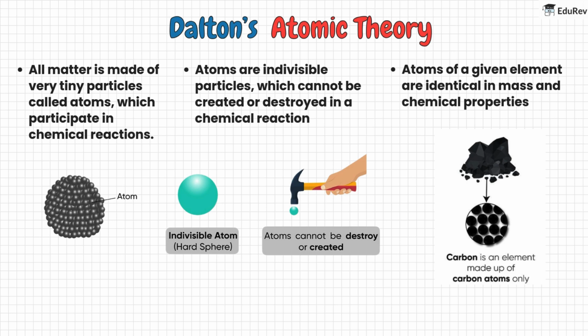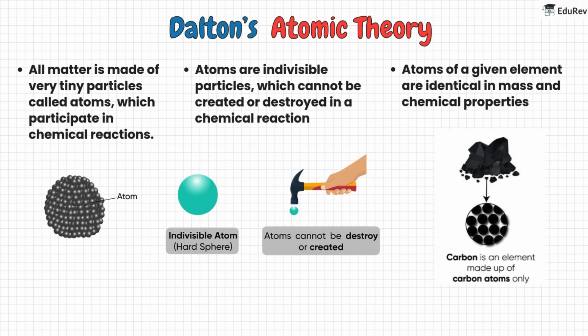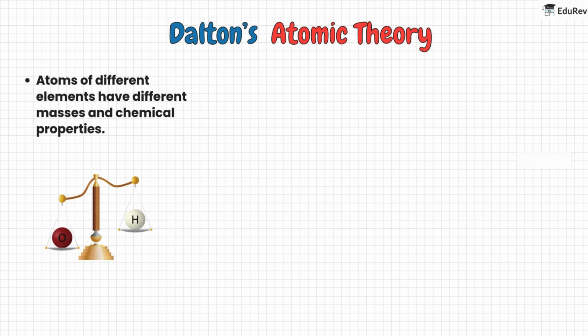Atoms of a given element are identical in mass and chemical properties. For example, carbon is an element made up of carbon atoms only. Atoms of different elements have different masses and chemical properties. For example, atoms of oxygen have greater atomic mass than atoms of hydrogen.